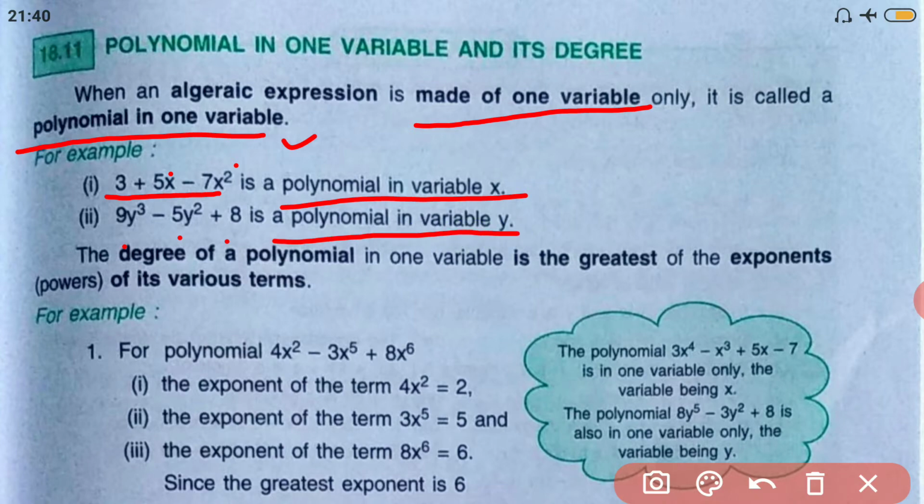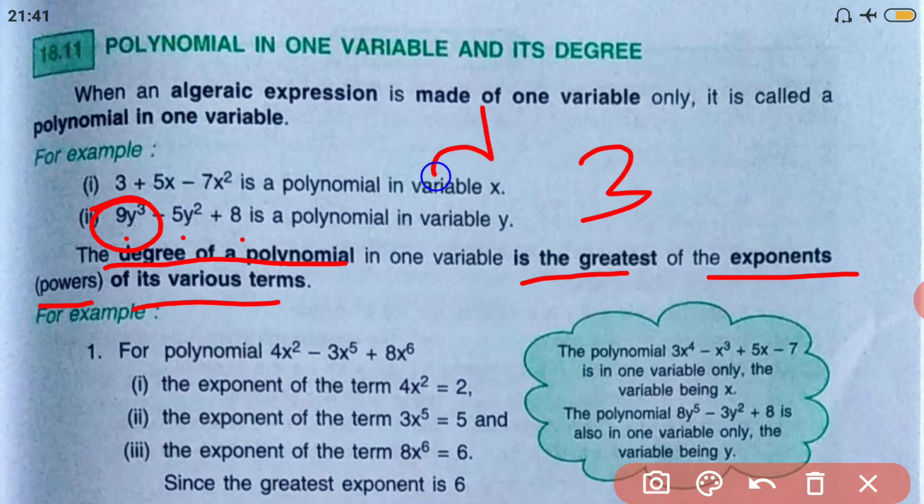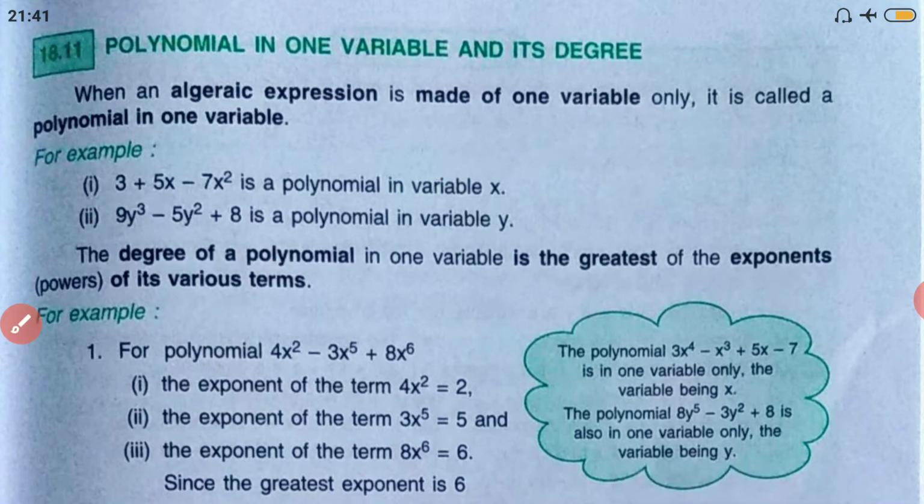Right? Then we have to learn how to find the degree of the polynomial. This is our main topic. The degree of a polynomial in one variable is the greatest of the exponents, the powers, of its various terms. For example, let us take this example. y has power 3, y has power 2, and there is no y only at all. So what will be its degree? Its degree will be 3, the highest power. Since the highest power is 3, the degree is 3.